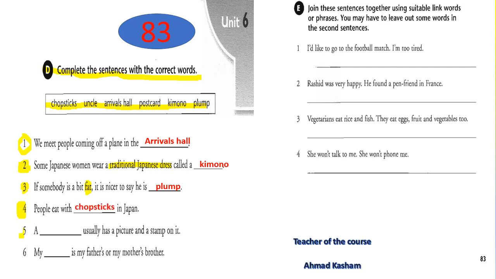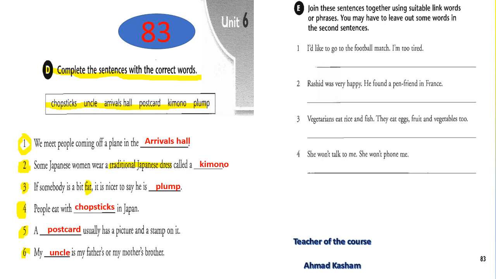Number 5. A blank usually has a picture and a stamp on it. What is it? It's a postcard. It has a picture and stamp on it. Number 6. My blank is my father's or my mother's brother. Who is he? My uncle.